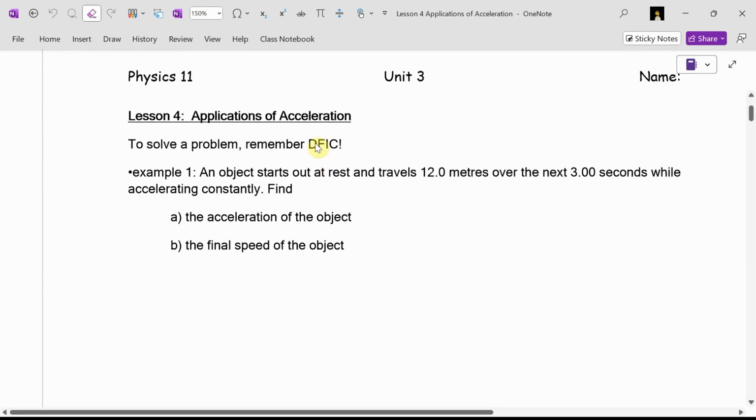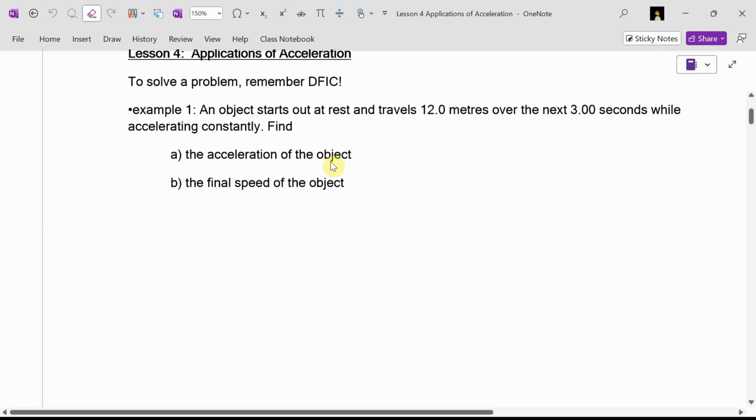So to solve a problem, remember DFIC. What did DFIC stand for? List your data, find a formula, insert the numbers, crunch the answer. And again, Nolan, that's not the end-all be-all to solving physics, but what I am saying is if your page is blank, do that. That's a good place to start, and often partway through, you'll have your aha moment.